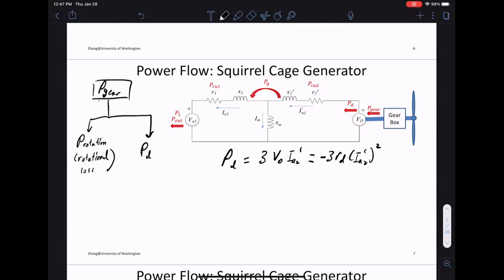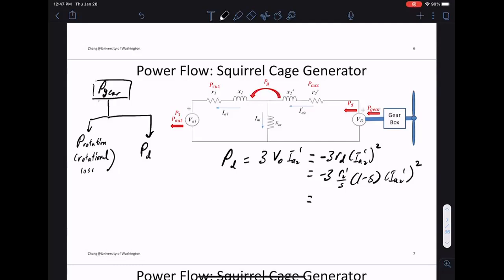we have a minus sign in front of this. Okay, so this is -3 R2 (1 minus S) over S, IA2 prime squared. Right, so this is the developed power we have. If we can figure out the current, if we know the slip, we can figure out how much developed power we have at this point.